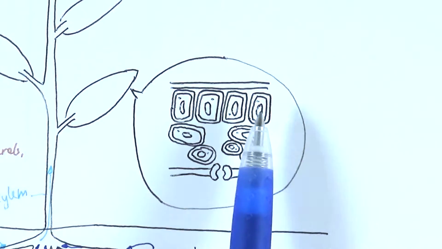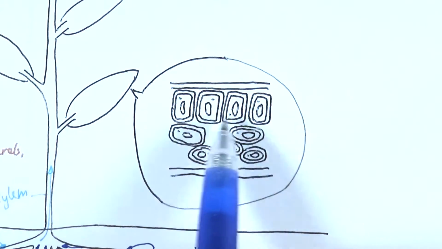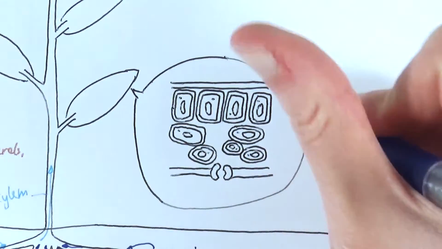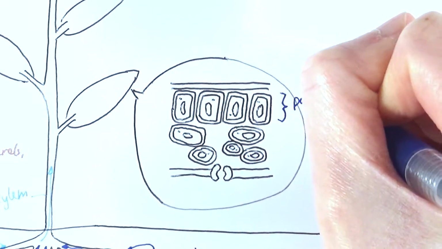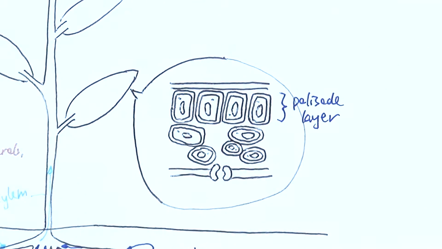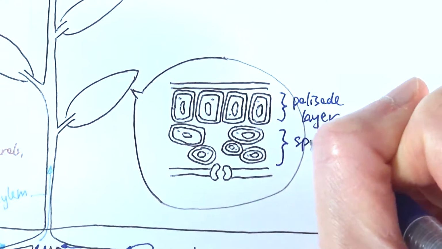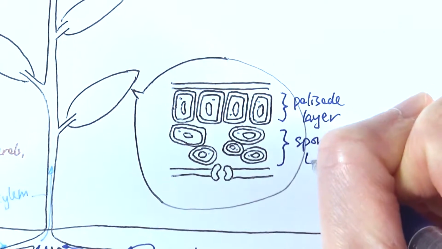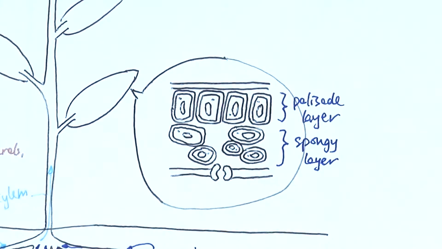There are four key structures I would like to draw your attention to. First of all is this first top layer, this layer here. That is called the palisade layer, and these cells are called the palisade mesophyll cells. And then we've got the bottom layer here, which is called the spongy layer. The reason why it's called the spongy layer is because it's got lots more air spaces in it.